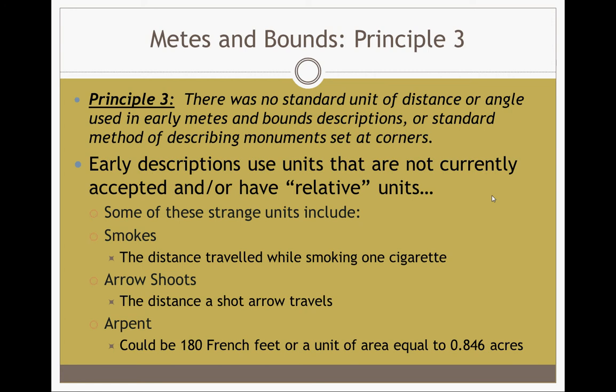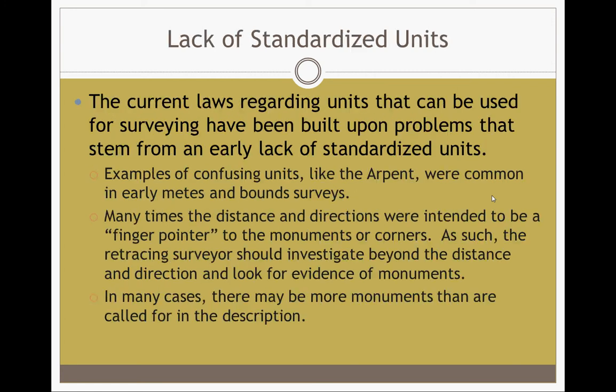So we now want to use a standardized unit, and in the standards of practice, they tell us to use feet or meters. Now, the current laws regarding units that can be used for surveying have been built upon problems that stem from an early lack of standardized units, like I was saying. Examples of confusing units like the arpent were common in early metes and bounds surveys. And even now, you may find evidence in South Louisiana where the arpent was used quite a bit, especially around Lake Pontchartrain and New Orleans. You may find evidence of those units being used.